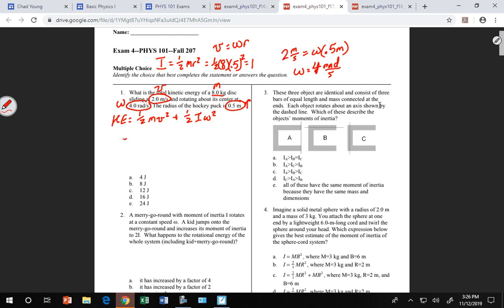So now I'm ready. I have 1/2 of the mass, which is 8, times the speed, which is 2 squared, plus 1/2 of 1 times omega, which is 4 squared. 4 times 4, that's 16, plus 8 is 24 joules.